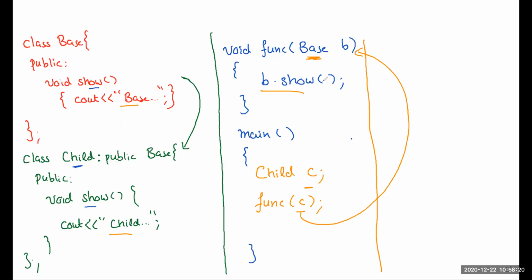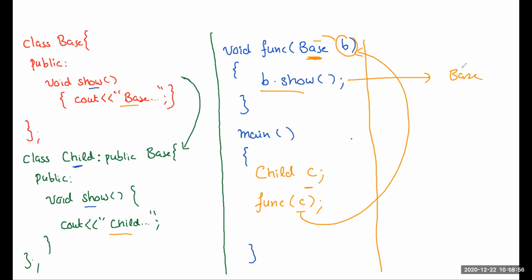So the answer is that when you are calling this function, it will not see what you are passing as an argument. It will see the data type of B, right? What is the data type of B? The data type of B is base. So it will call the show function of the base class, because it will not see what you are passing as an argument. It will only see, okay, this is B. What is the data type of B? Base. So it will go to the base class and call the show function of the base class. So the output of this would be, you will see this base on the screen, which is the output, right?